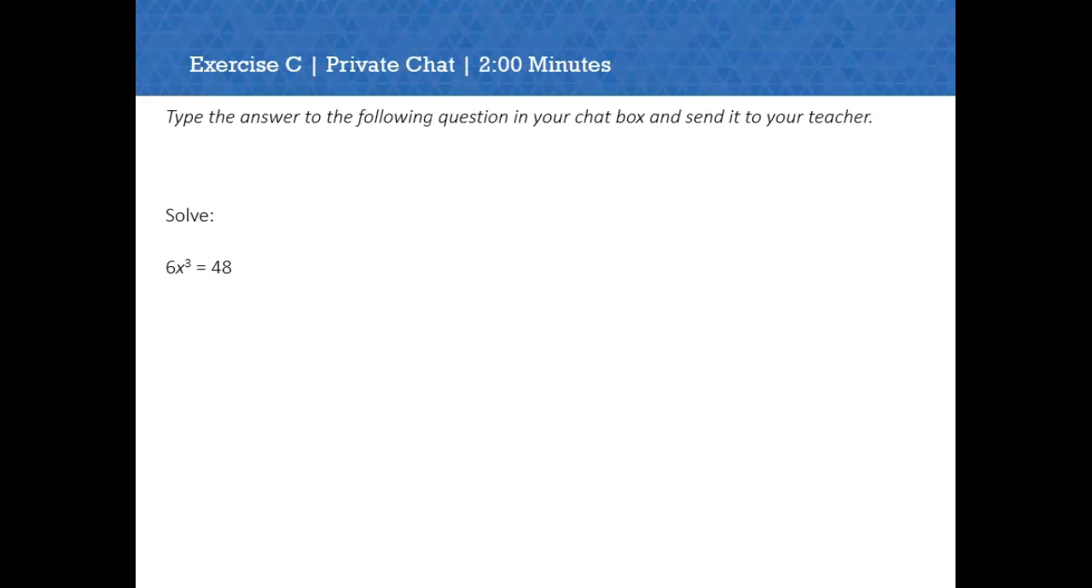So let's solve this. 6x cubed equals 48. We don't want to take the cube root right now because we still have this coefficient out here. We want to get this cube by itself before we undo it. So the first thing we're going to do is divide both sides by 6. So x cubed equals 8.